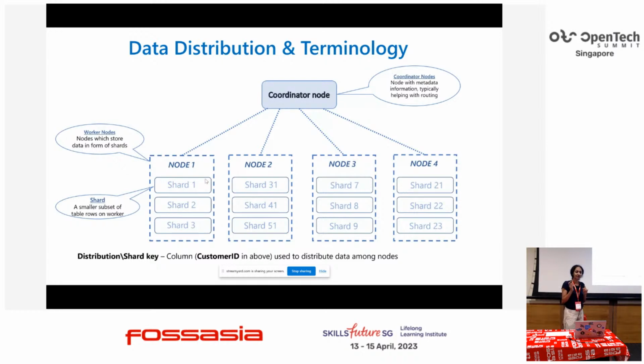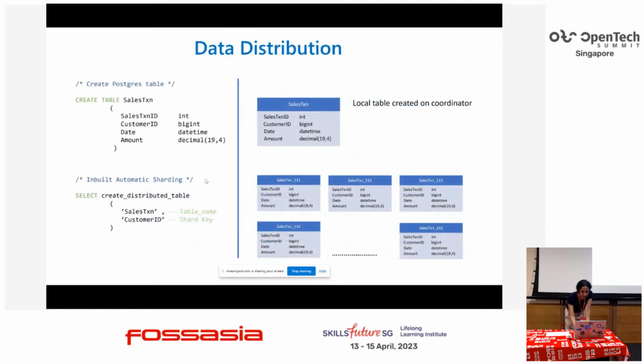So there is the way we define it. For example, I would want to just go through a small example here, like how do we take an example. I'm having a sales transaction here. So a local table, when I say create a table, local table is created, which has sales transaction ID, the customer ID, date, and amount. Just an example that we're just sharing.